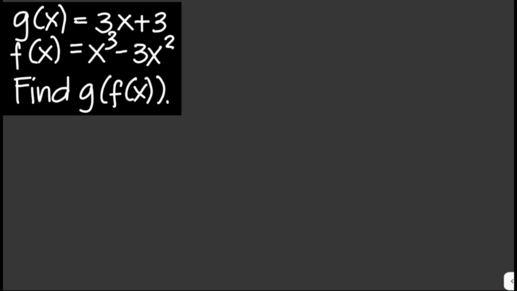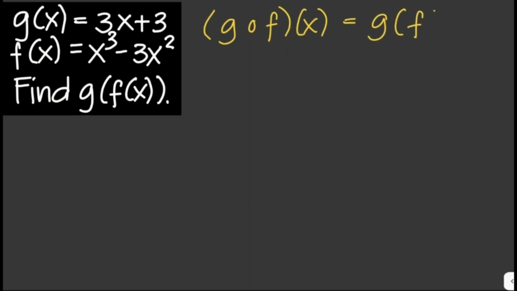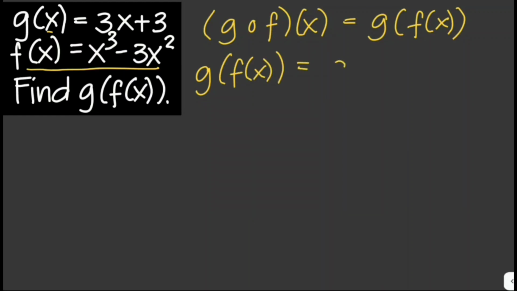Okay, we have here two functions, g of x and f of x. Then we find g of f of x. So we just plug in the whole function f of x to the value of x in the function g of x. So g of f of x is just g of x cubed minus 3x squared.